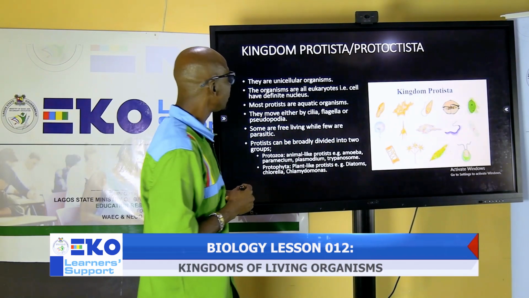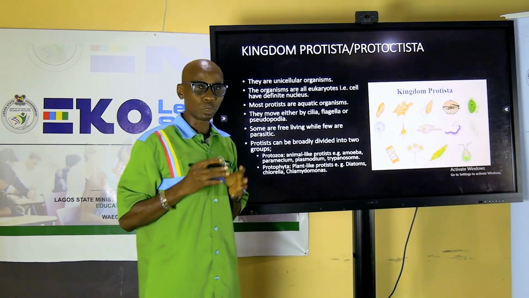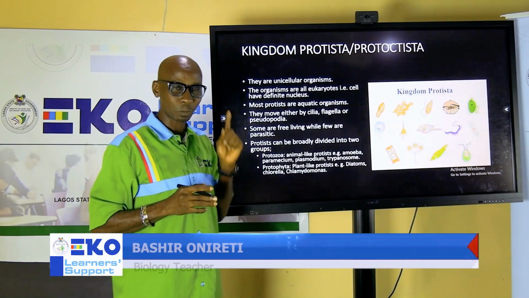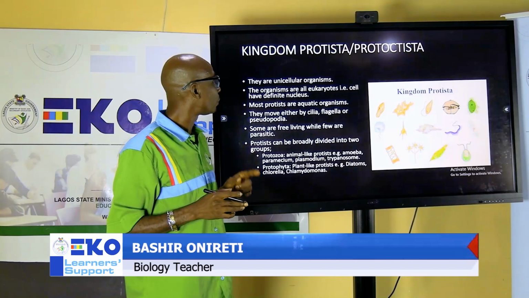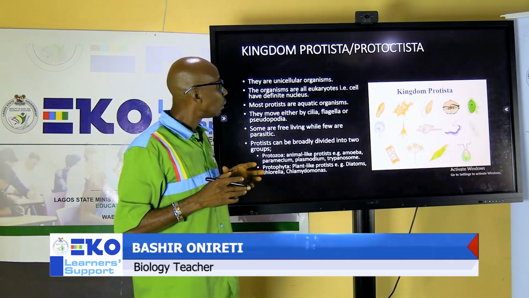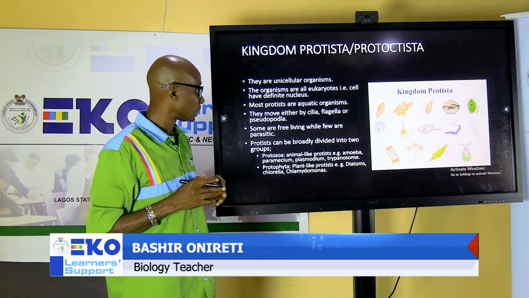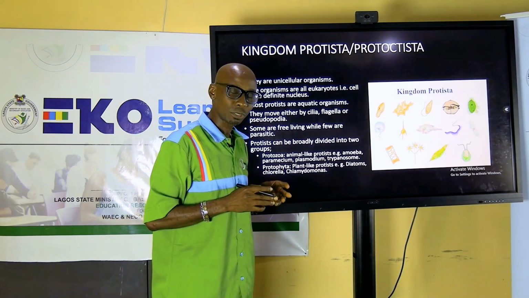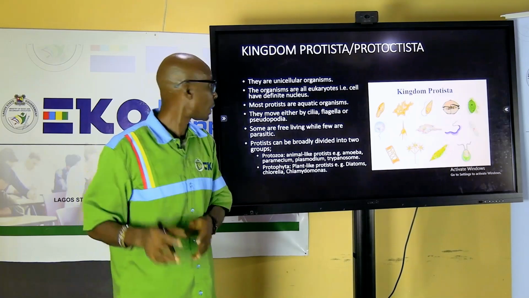Moving on, the next kingdom is kingdom Protista or kingdom Protoctista. Anyone that is easy for you to write there, you write. But what is important is spelling. Spelling is very important. Kingdom Protista. Kingdom Protista consists of 2 groups of organisms: organisms that have the animal features and organisms that have the plant features.